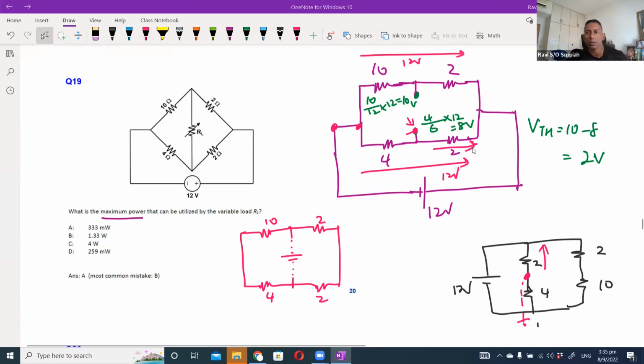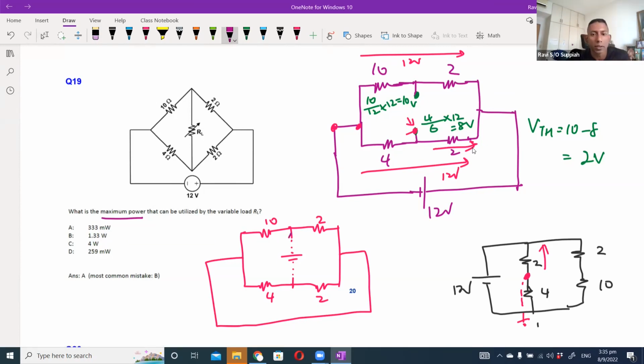Okay, so for the RTH, again, this is the redrawing of the circuit, and then I have a short circuit part here. Okay, so how does the current flow? The current flows here, then it will split into 10 and 2. Correct, split 10 and 2.